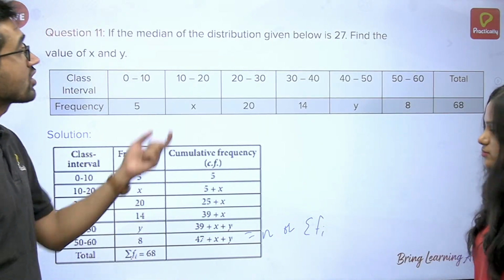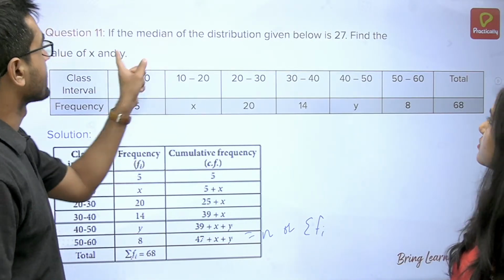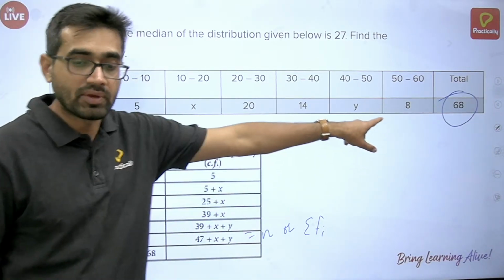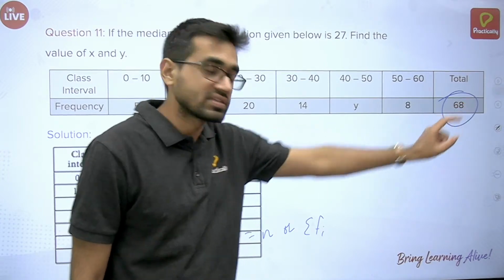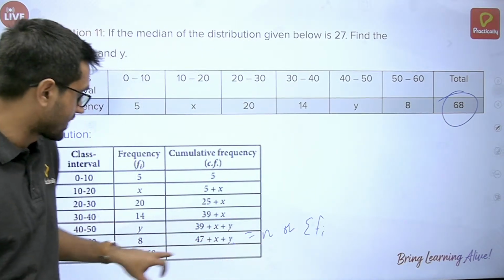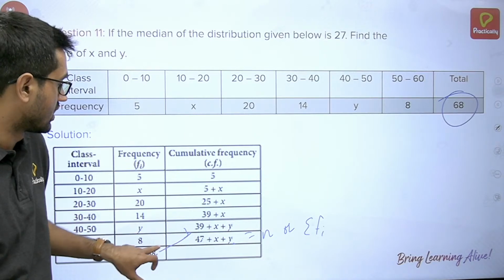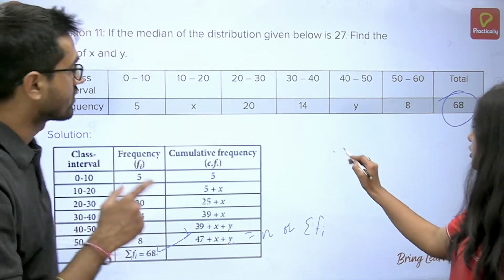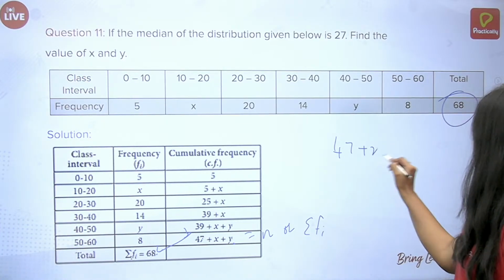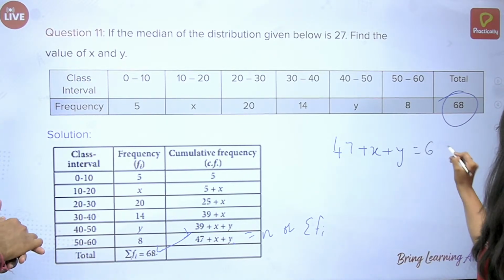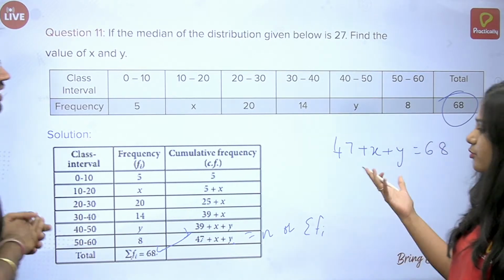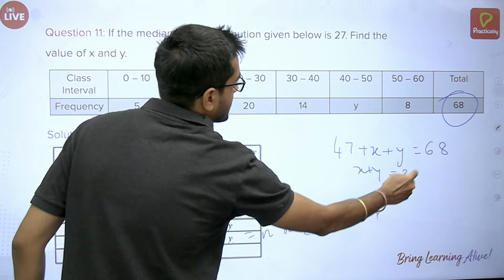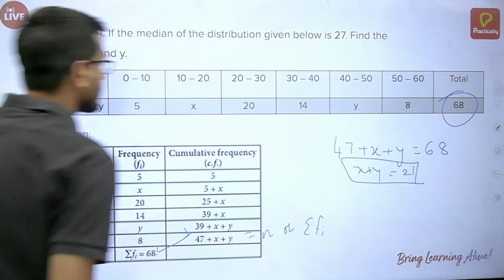Or sigma fi, whatever you call it. But the question also gives you sigma fi separately. Yeah, total they have given. This table you have to read. Total sigma fi is given 68. So this value and this value should become equal. They are equal. And this is one of the equations. Two variables, you need two equations. So 47 plus x plus y equals 68. So we want one more equation. How will we get one more equation? Let's write the simpler form: x plus y is 21.